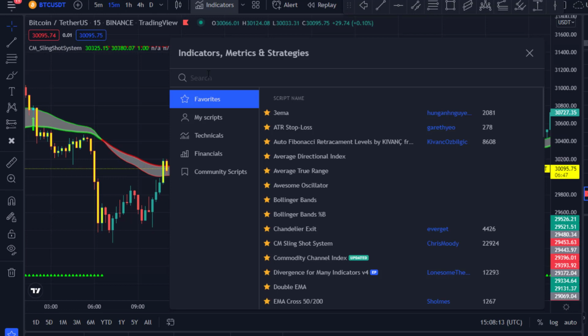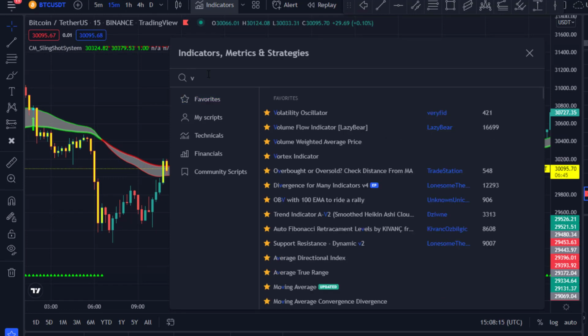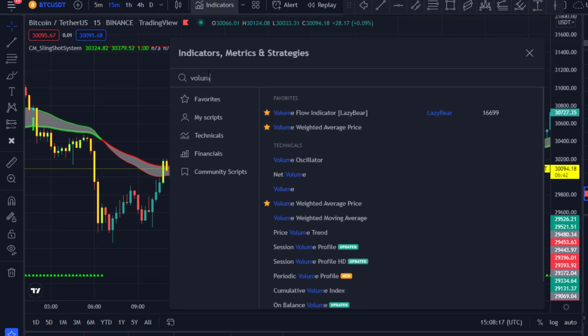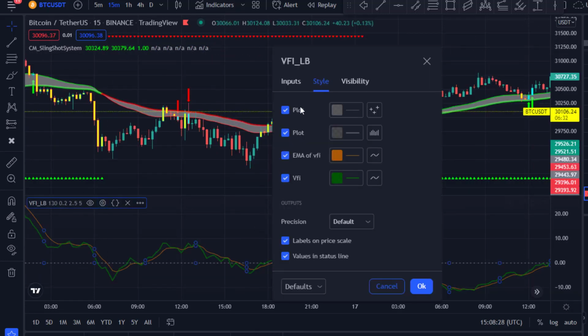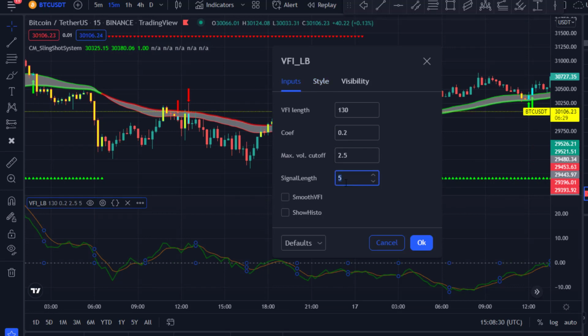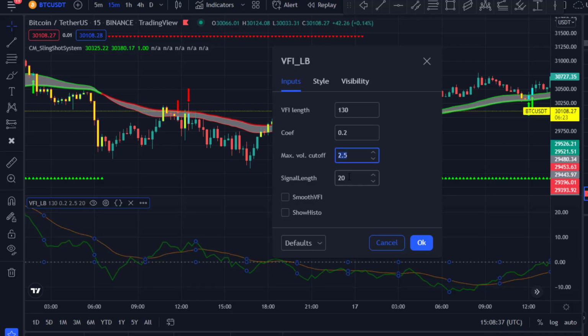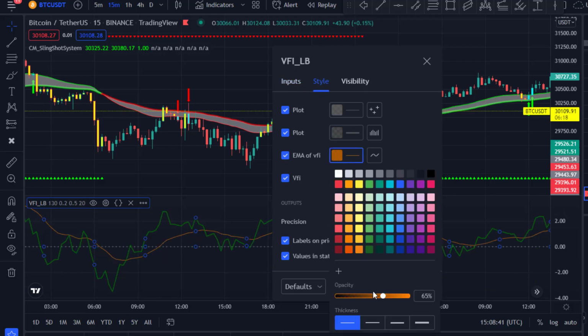The second indicator is based on volume. It is called Volume Flow Indicator by Lazy Bear. This is also a popular indicator, of course. We have to make some changes in the settings, in the input section. We change these numbers. In the style section, we make the lines a little wider, to be seen better on the chart.